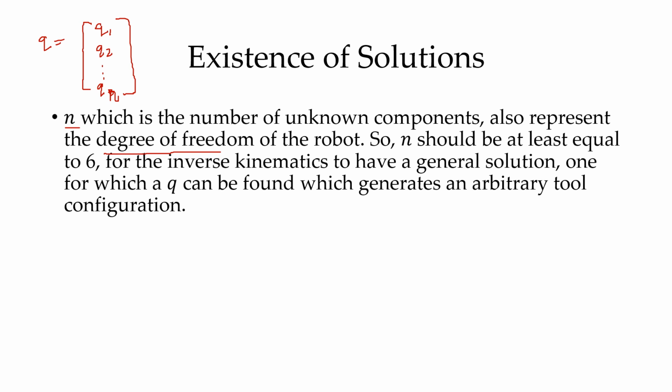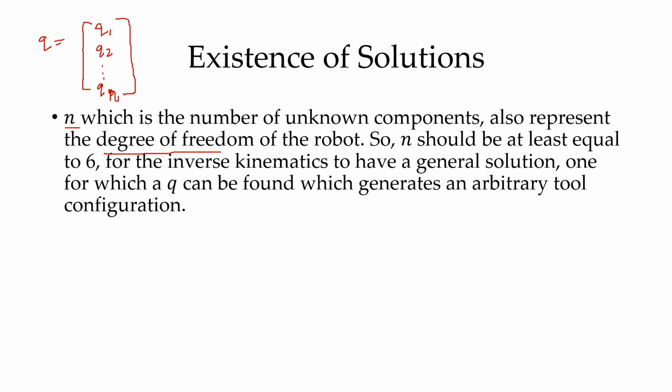So n should be at least equal to 6 for the inverse kinematics to have a general solution. What does it mean? We know that a rigid body in a three-dimensional space needs at least 6 degrees of freedom to take any position and any orientation.